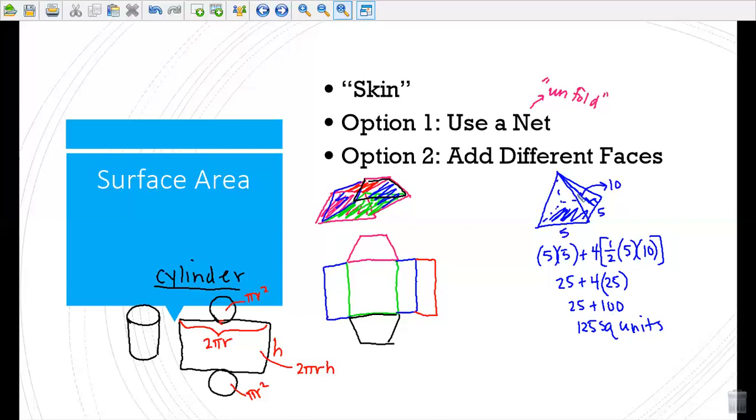So this is really the same thing as drawing your net. It's just without actually writing it out. So you don't have to do a net every time unless you want to see it. Some people are more visual, so maybe you want to be able to see all your different shapes drawn out. But for a cylinder, it's important. You want to be able to see that shape.